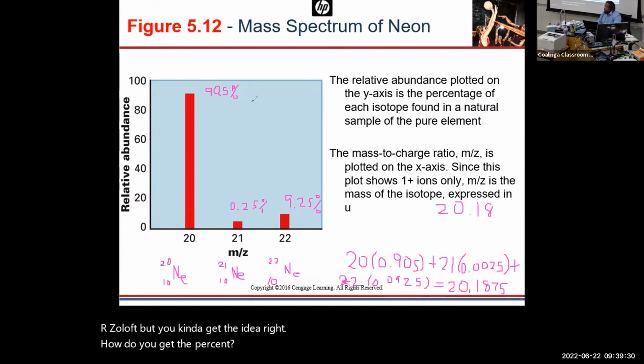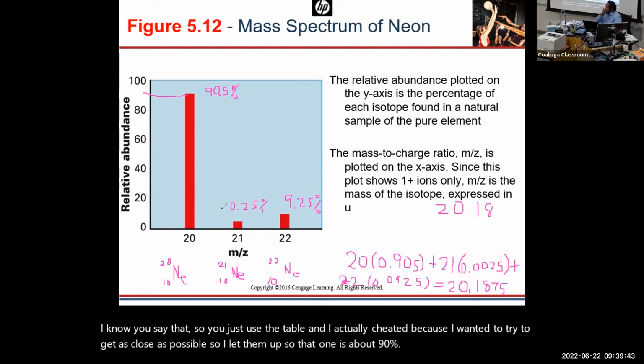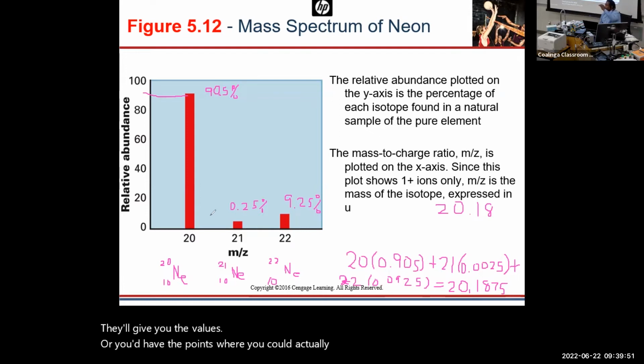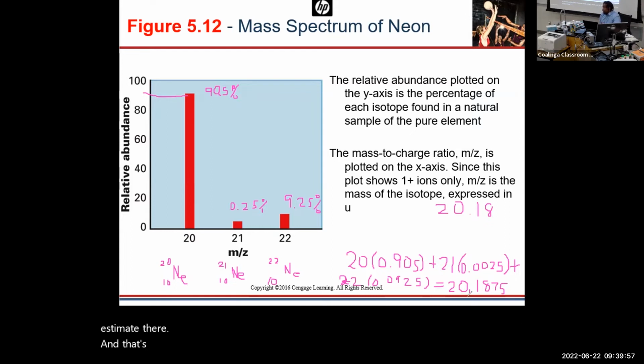I know you said that. So we just use the table. And I actually cheated because I wanted to try to get as close as possible. So I looked them up. So that one is about 90%. Okay, so normally we'd be given the graph that would have the actual values. Yeah, they'll give you the values. Or you'd have the points where you could actually clearly see the values. We're doing a rough estimate. Okay. And that's also part of the reason why the numbers are off.